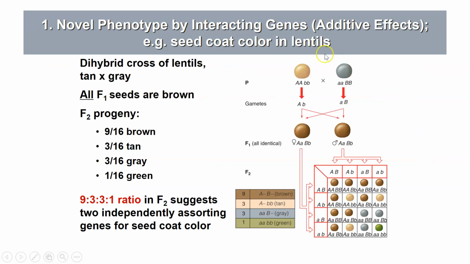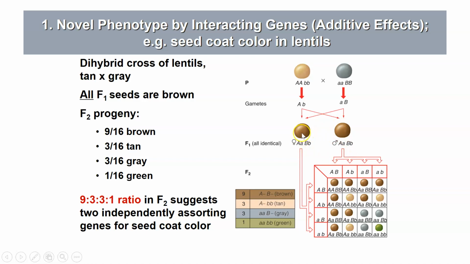All right, so here's the cross, dihybrid cross, seed color in lentils. We're looking at the color that you see in different plants with different genotypes. So here is a pure breeding plant producing tan seeds, and the genotype of a pure breeding plant producing gray seeds. If you cross them together, you'll get an F1 that's heterozygous for both genes.